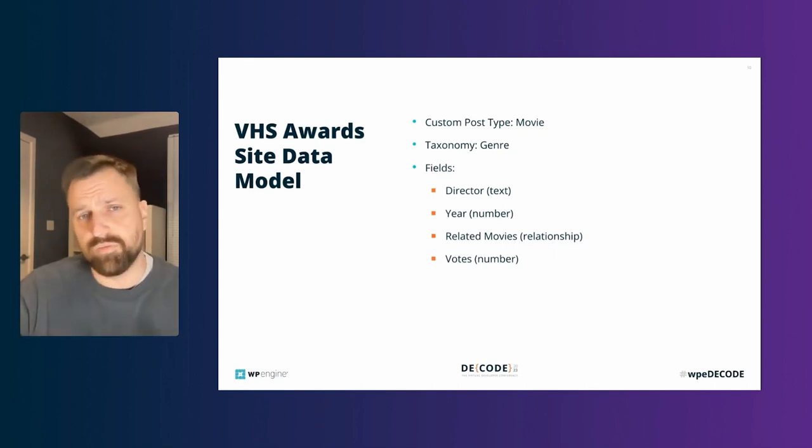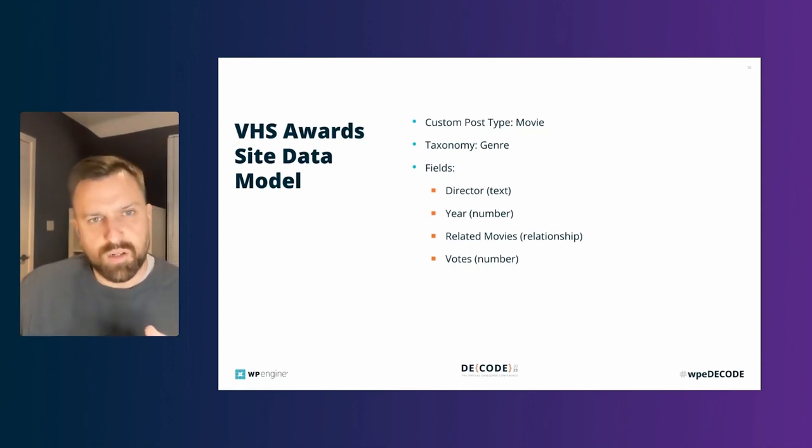And we're going to need some extra fields to store structured data around a movie. So we want, for example, the director as a text field. We'll need the year that the movie came out as a number. And we're going to need some form of relationship to relate movies to each other. And of course, we need to store the number of votes that it's going to get. And that's a number field.